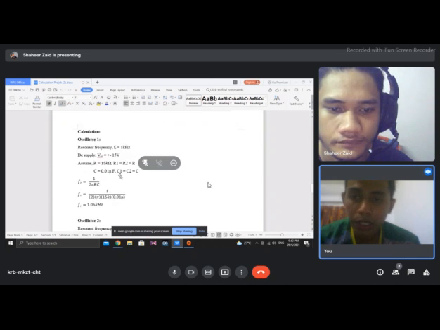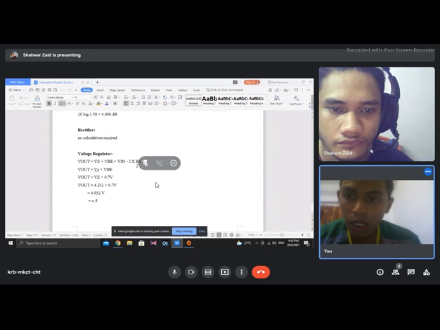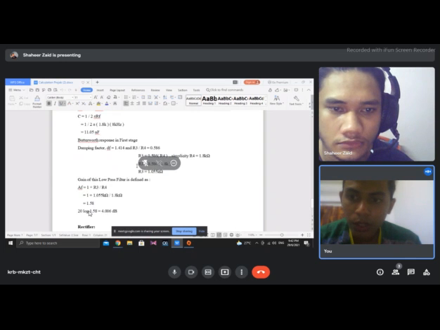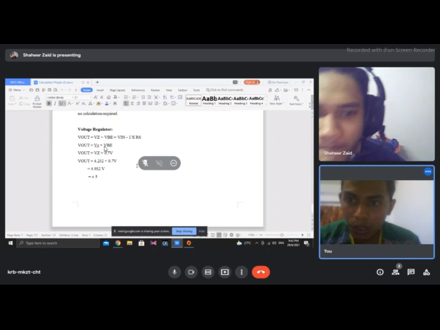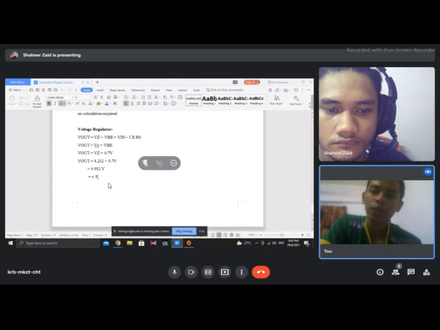So the calculation for the shunt voltage regulator is as follows: Vout equals Vz plus Vbe equals Vin minus 1x Rs. As we know, Vbe is 0.7 volt. So Vz is equal to 4.232 plus 0.7 volt. So we will get 4.932 volt. Plus minus, we will get 5. So the output is 5 volt.